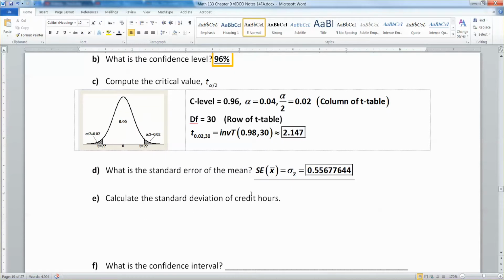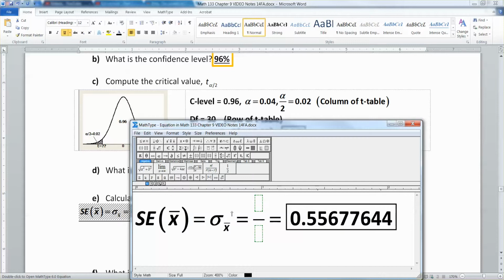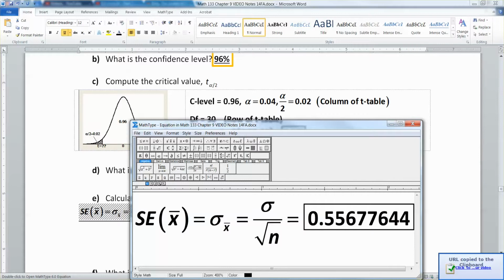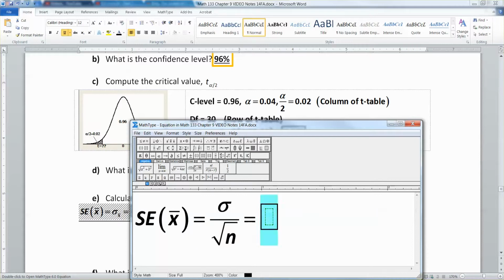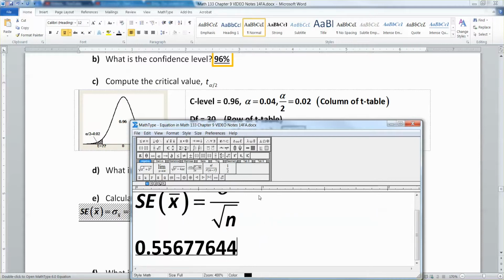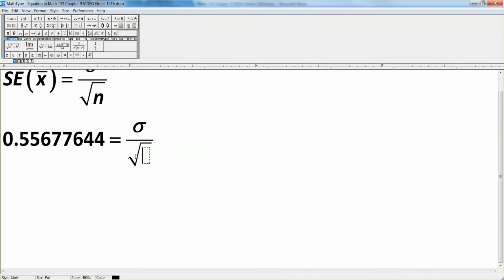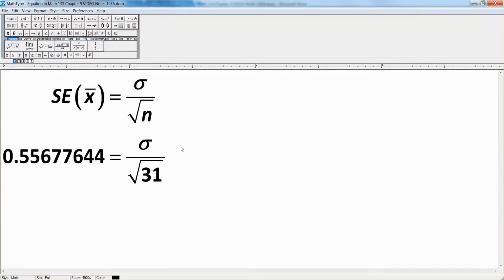Now, we are going to calculate the standard deviation. Well, remember there's a formula for standard error. Standard error is equal to the standard deviation over the square root of n. All right, so I know that the standard error, you don't need both symbols, just pick one of them. I'll use the SE one, doesn't matter. I know that that standard error is equal to that number we just found. And I know this is equal to sigma over the square root of 31 because I found the sample size to be 31 a couple problems ago.